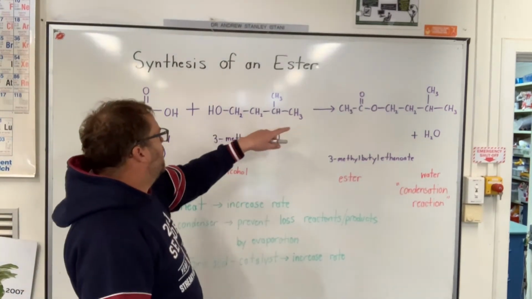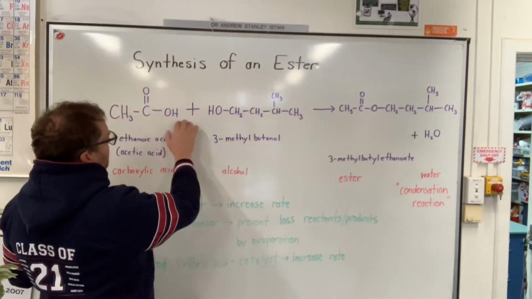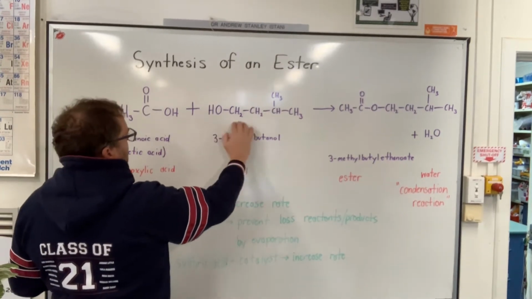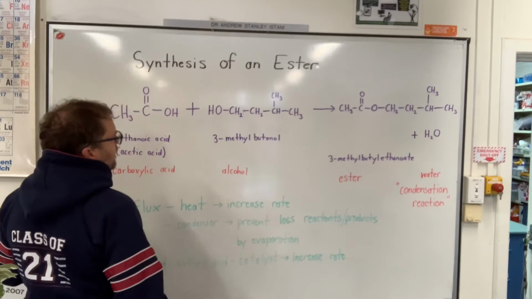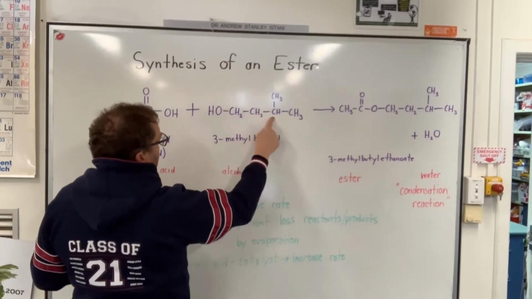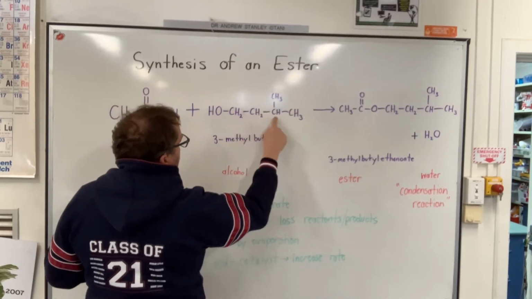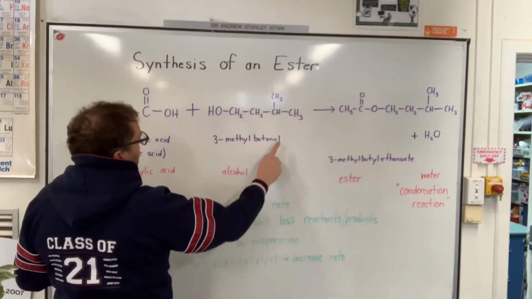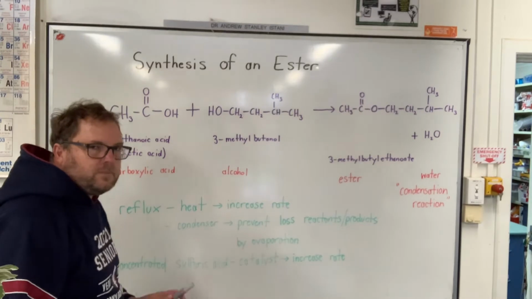So I'm just drawing it here because it sort of makes it easier to show the ester forming. So I've drawn the alcohol backwards, if you like. But we'd start with where the hydroxy group is, 1, 2, 3. Methyl group, 1, 2, 3, 4, longest carbon chain, 3-methylbutanol.